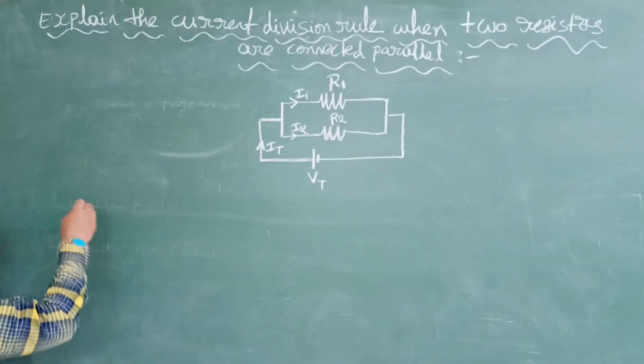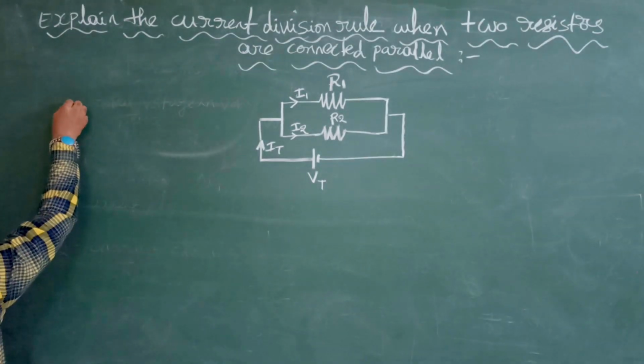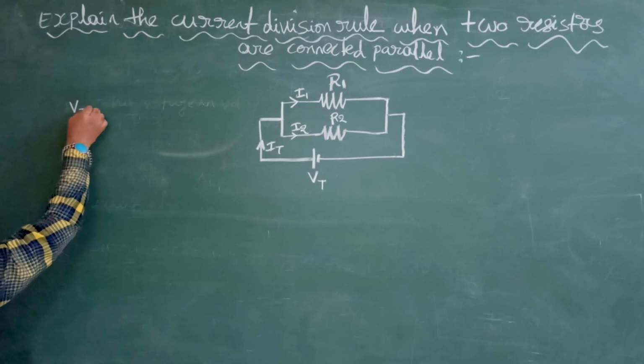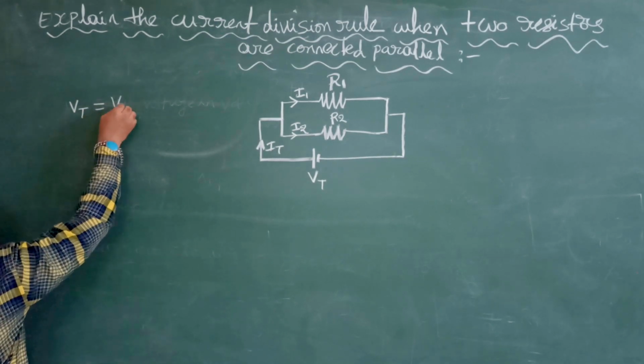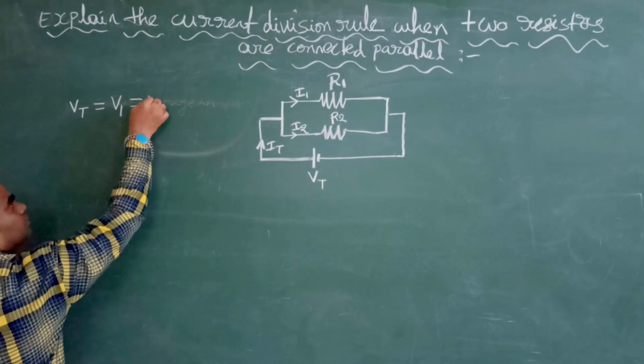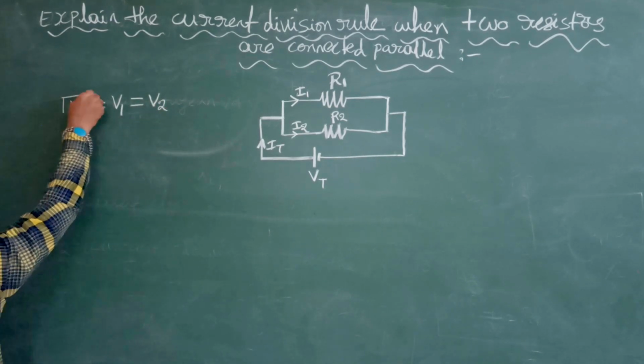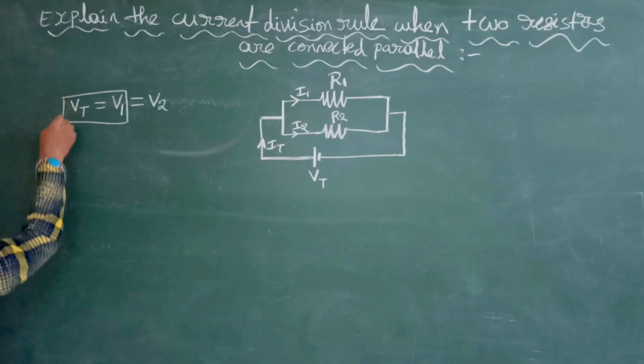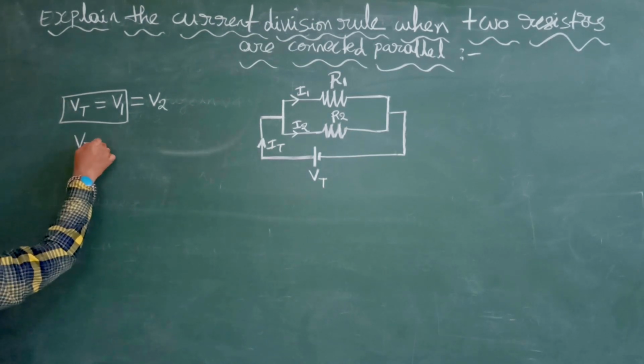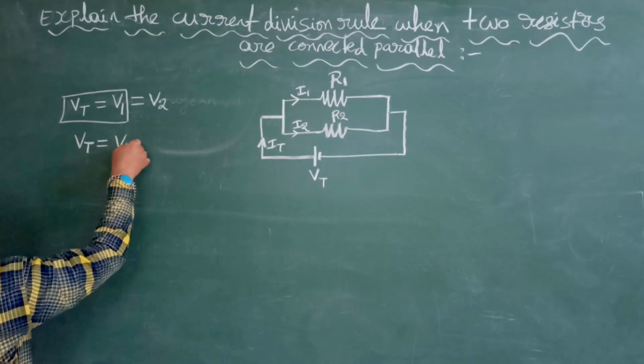In case of a parallel circuit, VT is equal to V1 is equal to V2. First, we take VT is equal to V1.